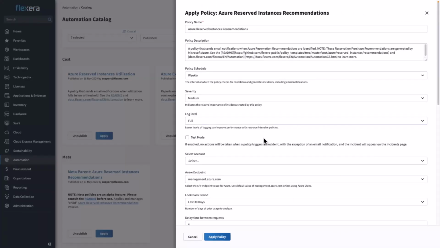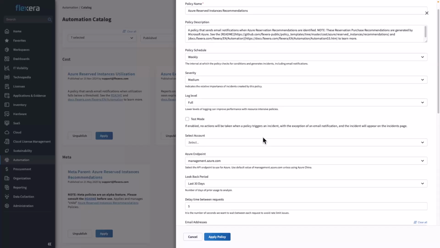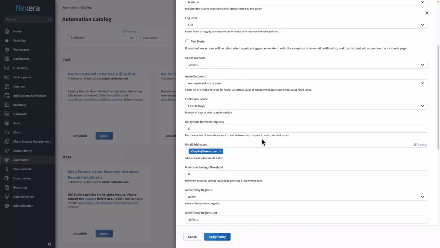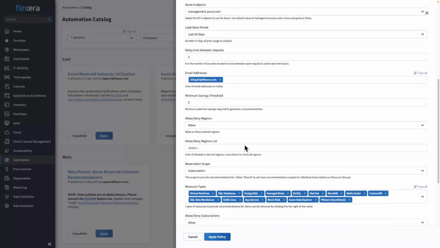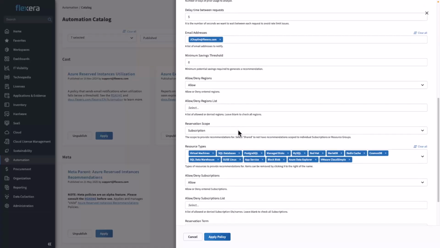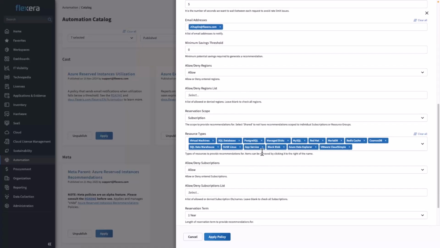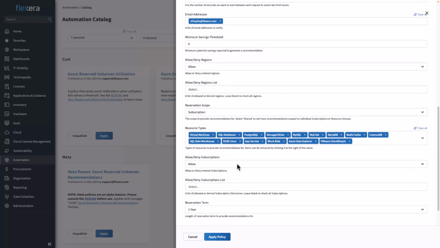Now, this is also differentiated for Flexera. Customers can apply the recommendation policies here to produce recommendations, and they have complete control over the parameters, right? How many days back do I want to look? What is the scope of the commitment that I'm looking to purchase? But importantly, the broad range of different types of reservations across the reservable services for the cloud vendors can be completely selected by our customers.